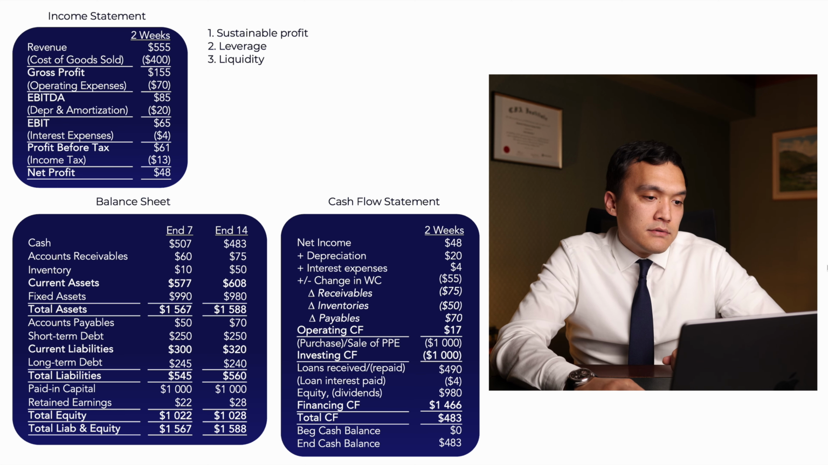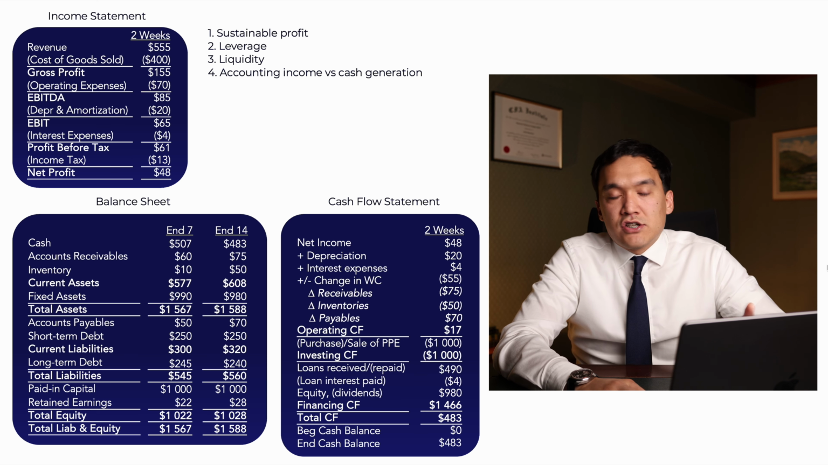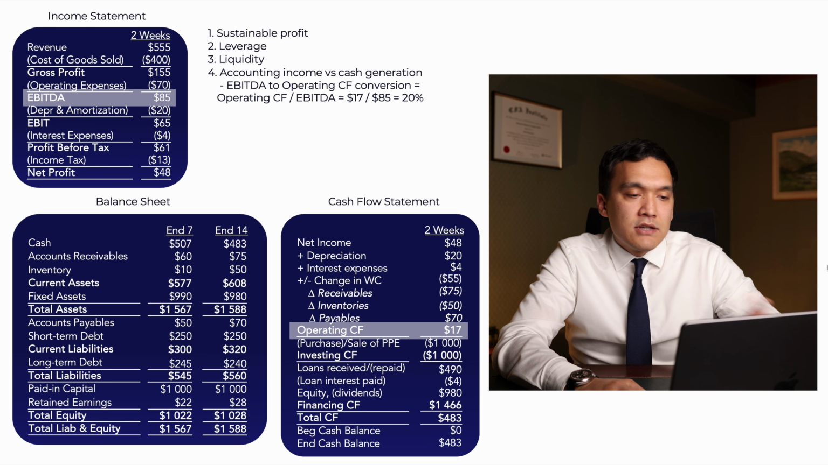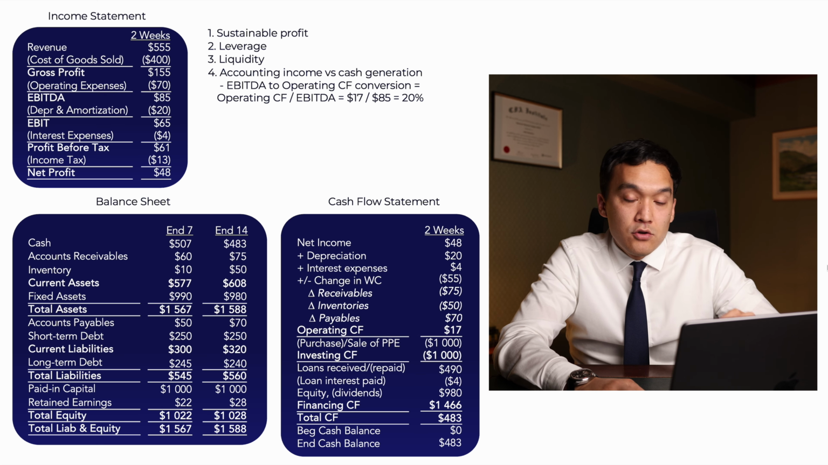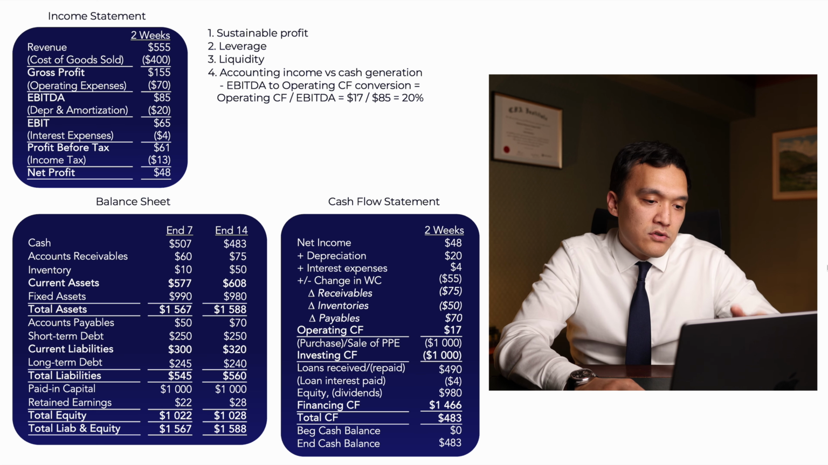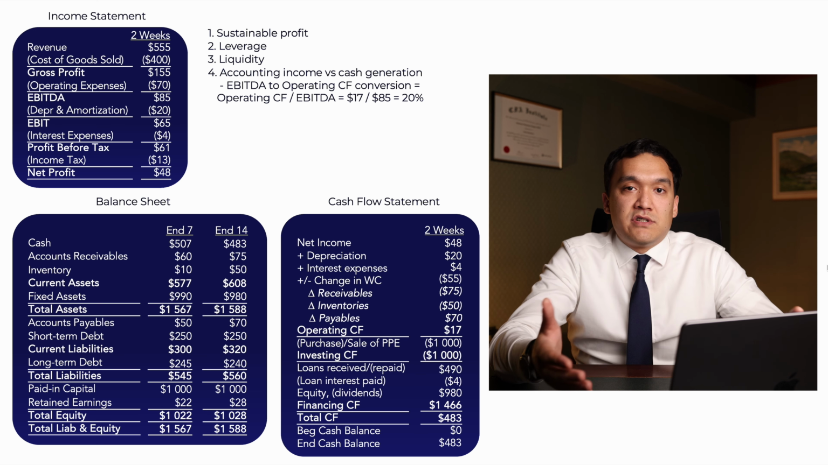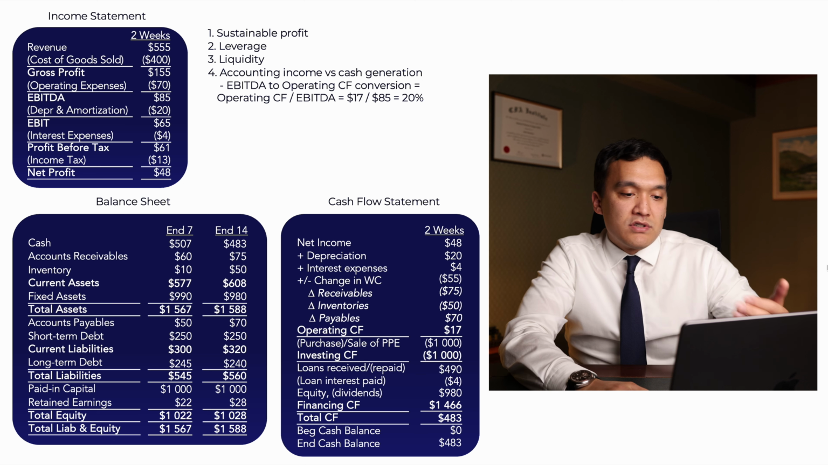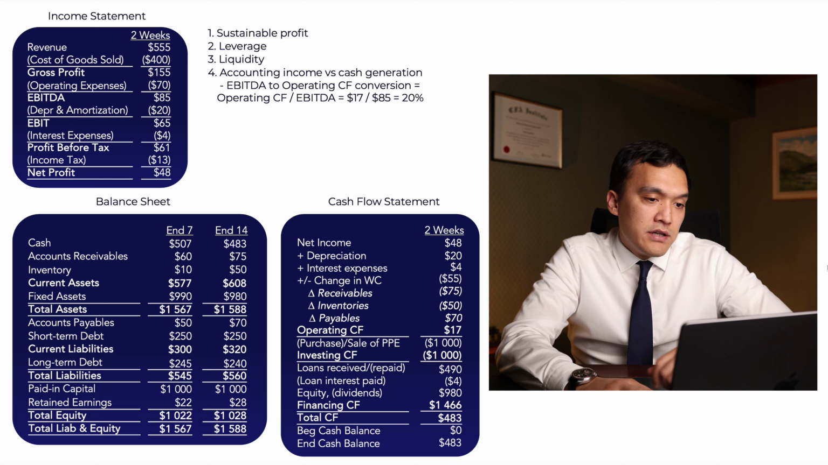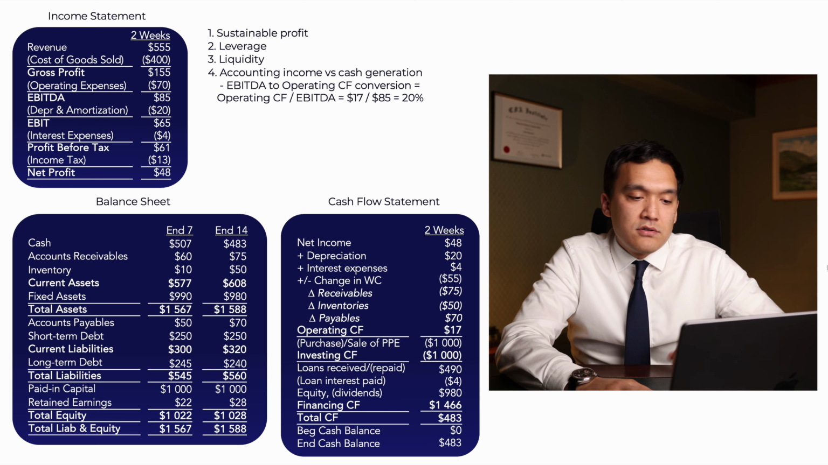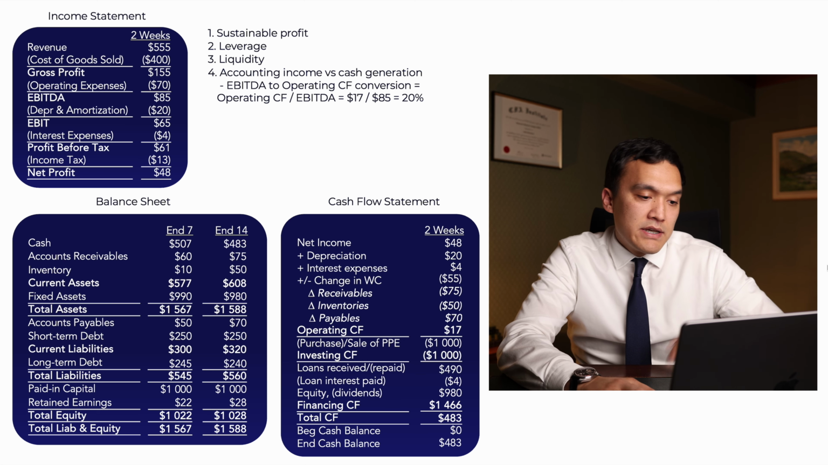And finally, I would look at our accounting income conversion to cash. So in this case, I would look at EBITDA to operating cash flow conversion. So we have operating cash flow divided by EBITDA, which is $17 of operating cash flow divided by $85 of EBITDA. We have 20% conversion, which is quite low. And this is one of the weaknesses of this business. We have too many receivables, too many sales on credit, which results in low conversion of EBITDA to operating cash flow. Usually ratio above 60% would be considered acceptable, but in our case it is quite low.